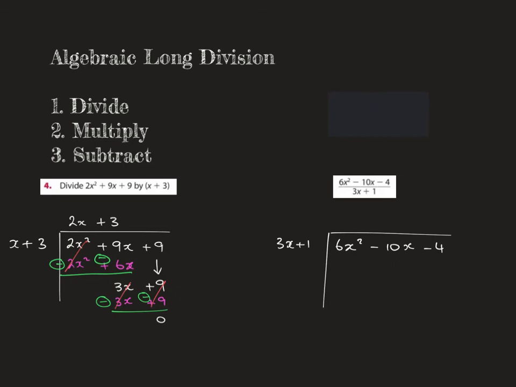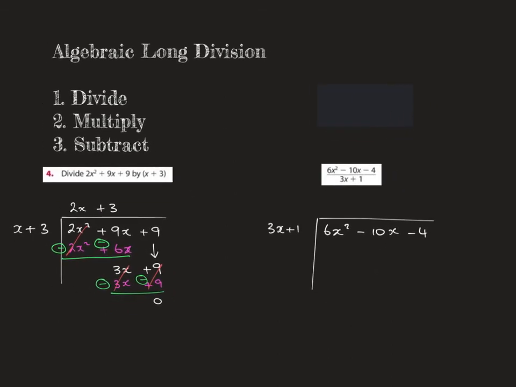Okay, so we do the exact same as we had been doing previously. We start off by dividing. And 3x divides into 6x squared 2x times. You can double check that by multiplying, and 3x times 2x gives you 6x squared, so we know that's correct. Our next step is to multiply. So 3x times 2x gives you 6x squared, like I just said. And now we need to look at the second term. So plus 1 times 2x gives you plus 2x.